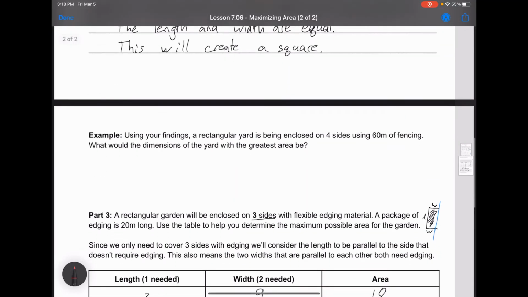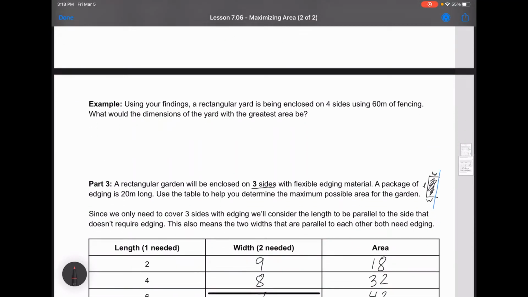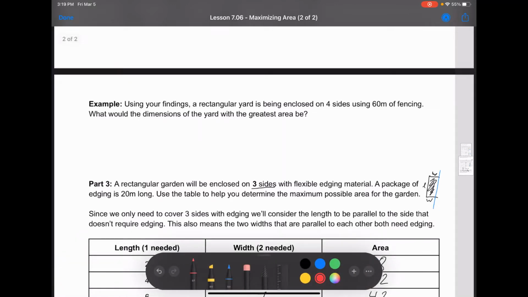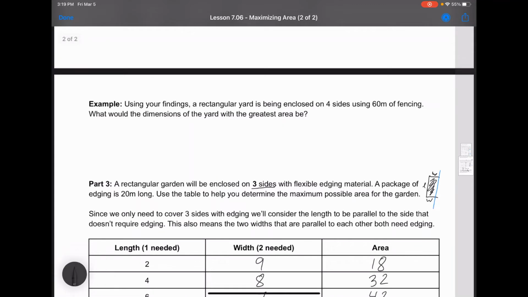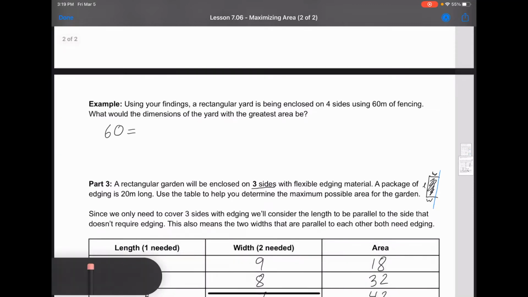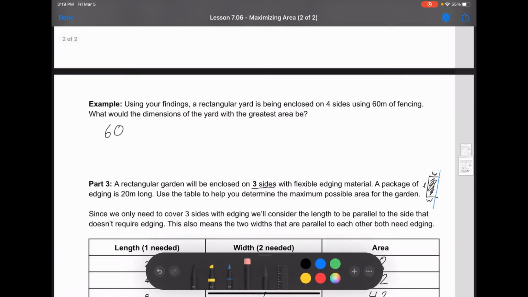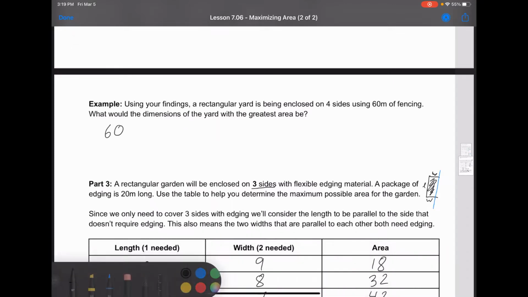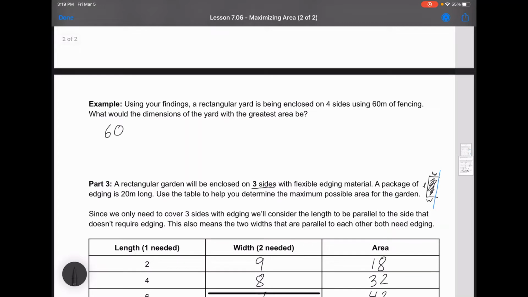And let's just take a quick look at this example. So let's say you're using your findings. Your rectangular yard is being enclosed on 4 sides using 60 meters of fencing, not centimeters. What would the dimensions of the yard with the greatest area be? All right, so we know the length and the width have to equal each other. Since we know the perimeter, we will be using the number 60.